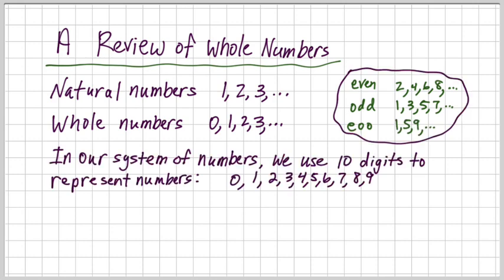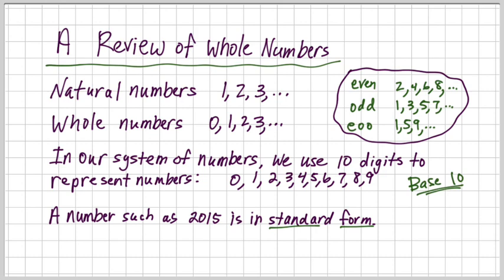All right, so I just want to mention in our system of numbers, we use 10 digits to represent numbers, the digits 0 through 9. And so that's why we have what's called a base 10 system or a decimal system.